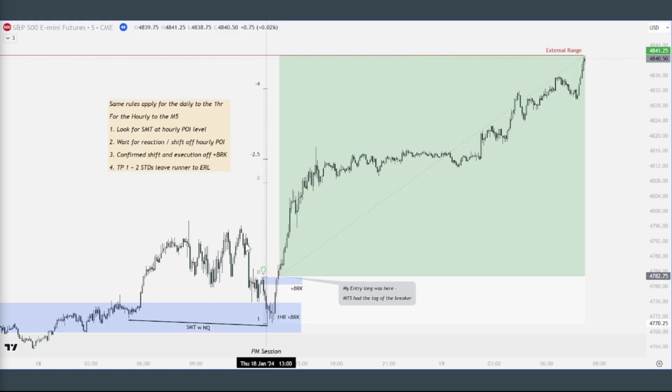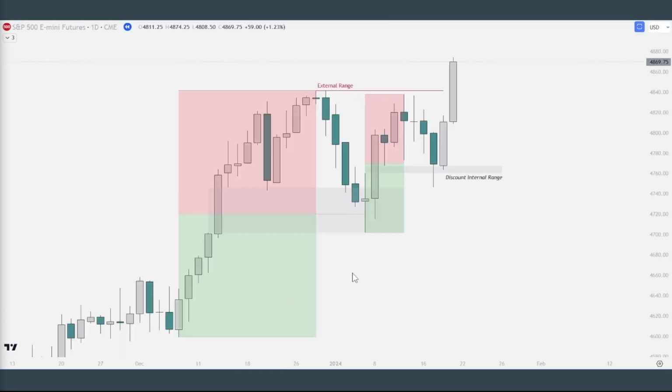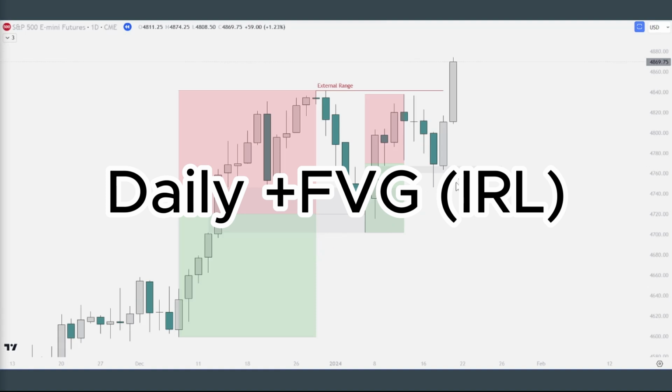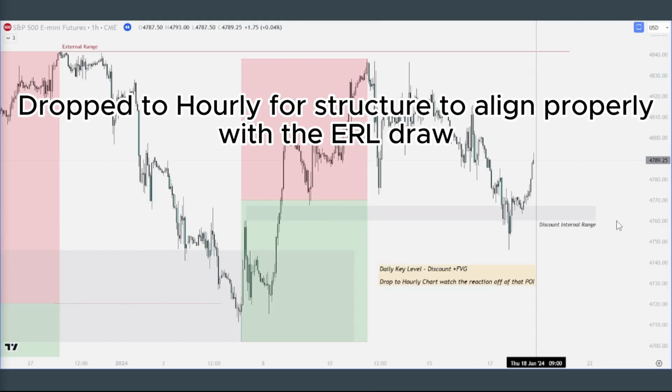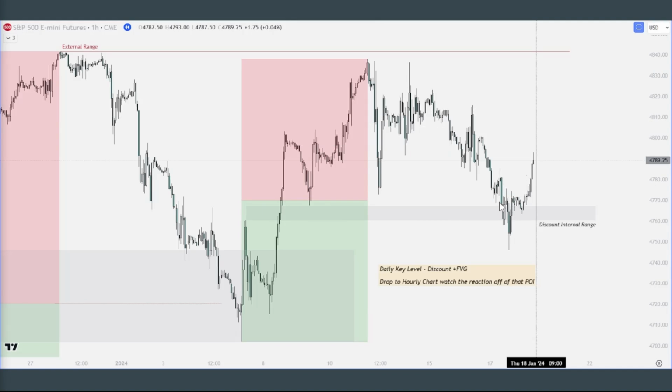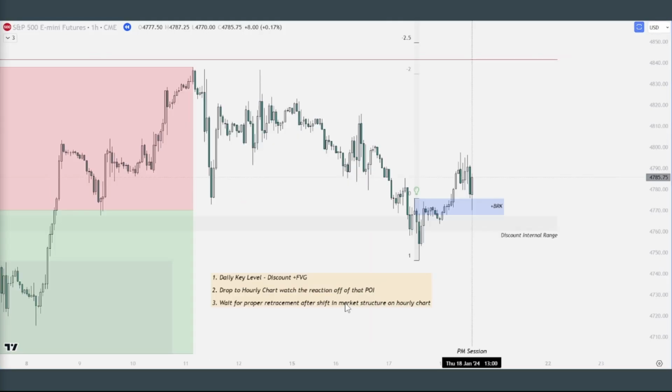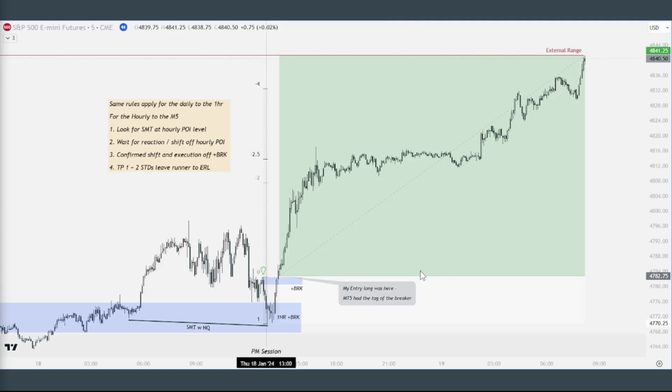But in this scenario, I watched for the daily bullish fair value gap that we had here, then dropped to the hourly chart to watch market structure line up properly, and I paid attention to the reaction. Our reaction was clear: we got the market structure shift. After that, we retraced into that hourly bullish breaker block, which you could have entered off of, or two, you could drop again to the M5 to frame a market maker buy model off of that hourly POI, and this could have been your final result.